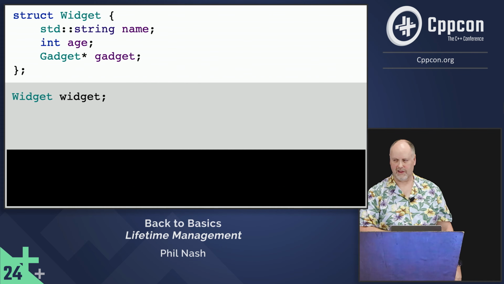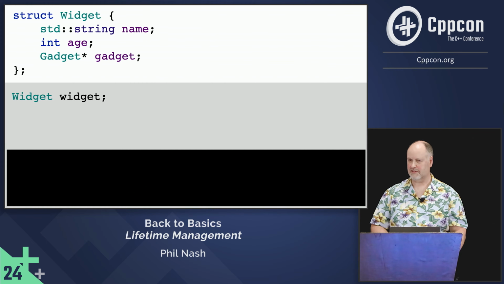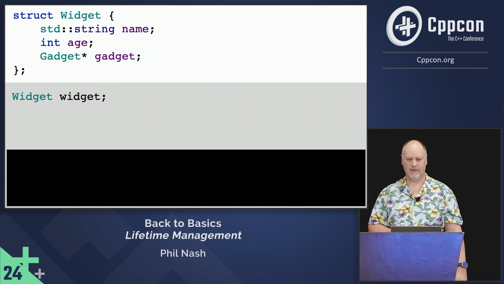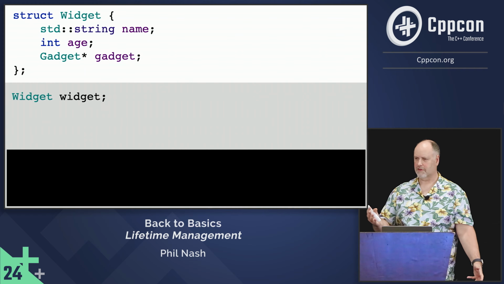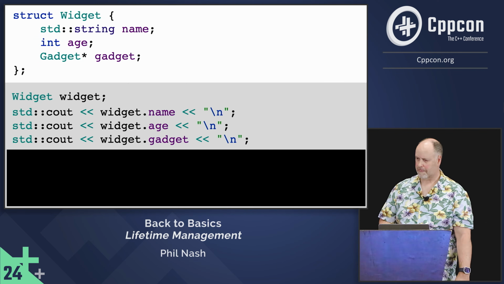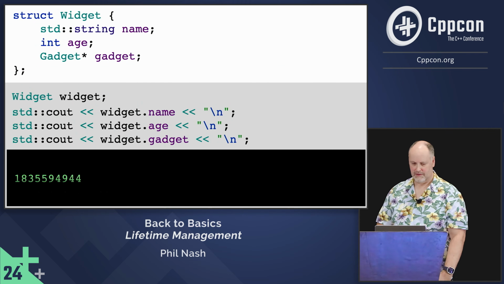We've also got a string and an integer. Now we said we like strings and integers, they're value types. Nice and easy to reason about. That shouldn't be a problem, should it? And pointers, they're also value types. So what happens if we just print these members out straight away?